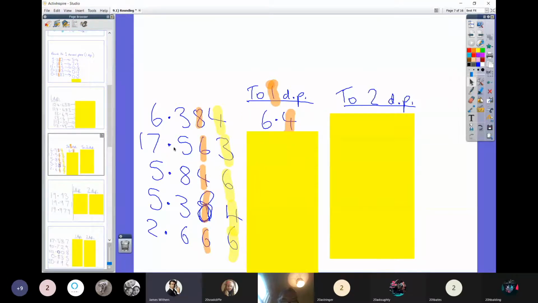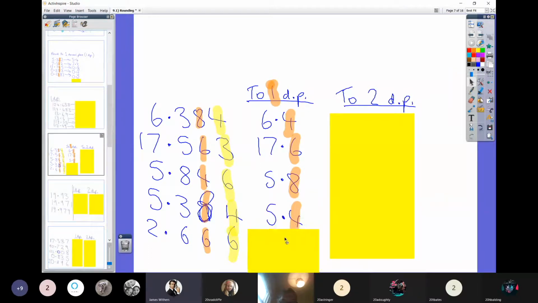We're going to get 17.6. Have a think. We're going to get 5.8. That's an 8 there, sorry, in there. But that 8 is 5 or above, so that 5.384 becomes 5.4. And that final one becomes 2.7.